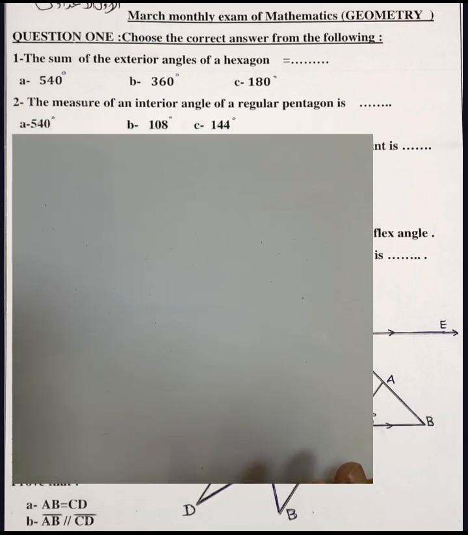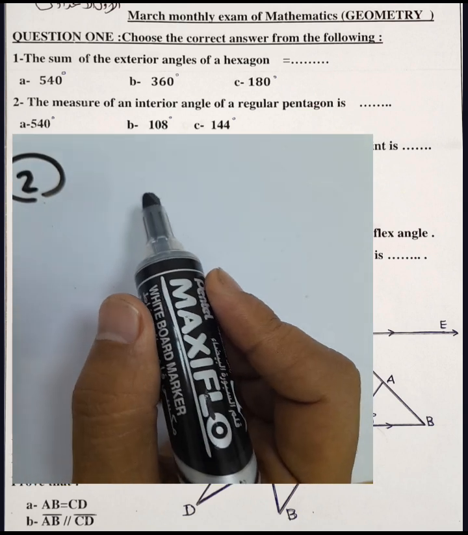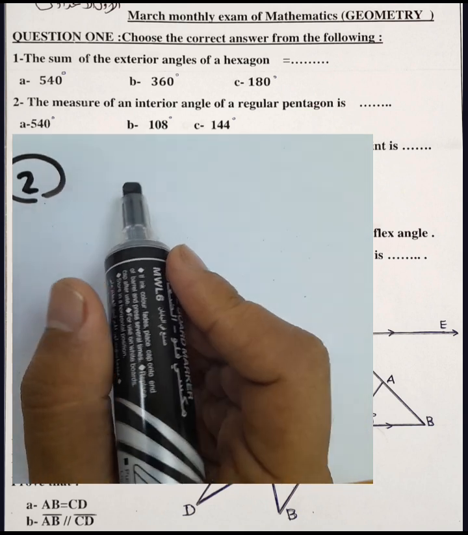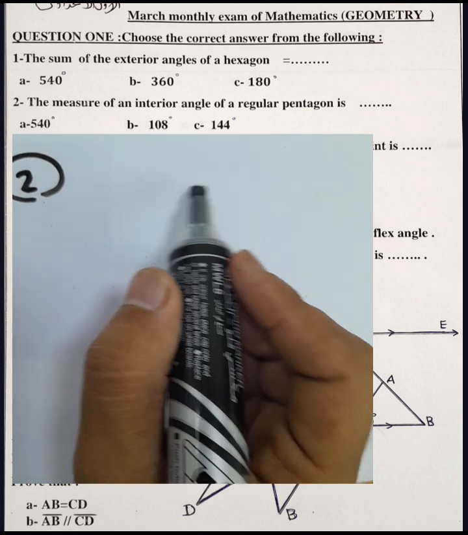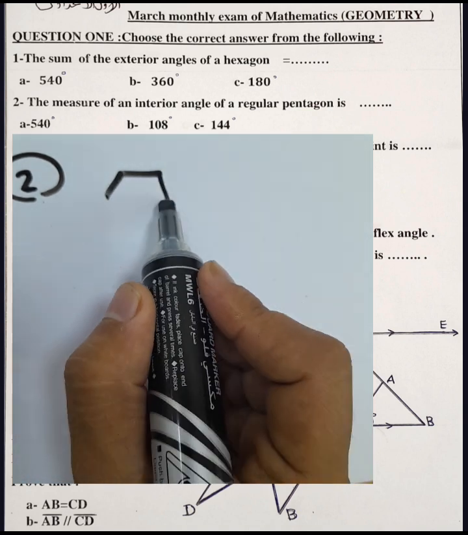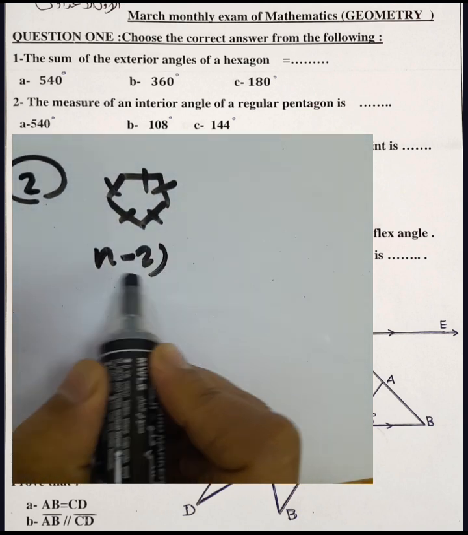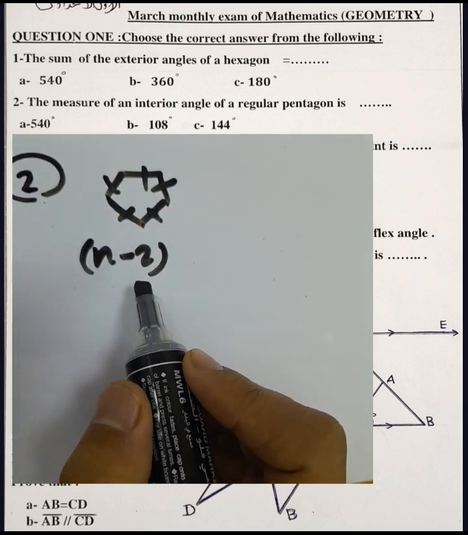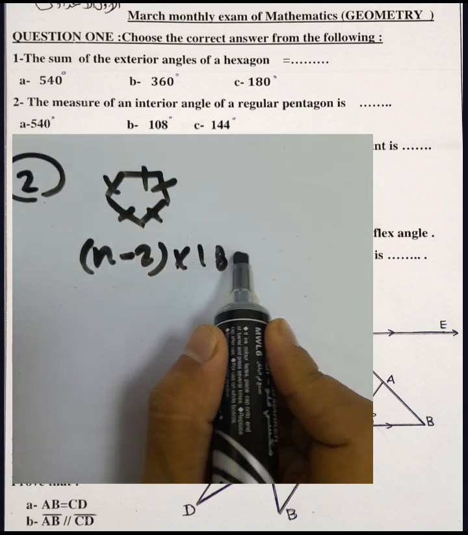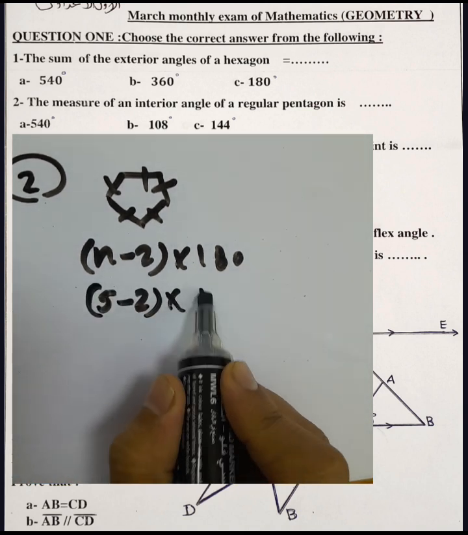Question number 2: the measure of an interior angle of a regular pentagon. Regular pentagon means we have 5 sides in the pentagon: 1, 2, 3, 4, and 5. Then we can find the sum of interior angles by writing the rule n minus 2, multiplied by 180, where n is the number of sides. 5 minus 2, multiplied by 180.